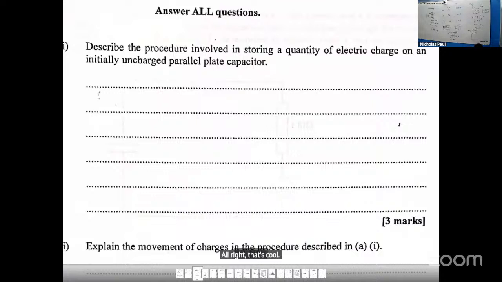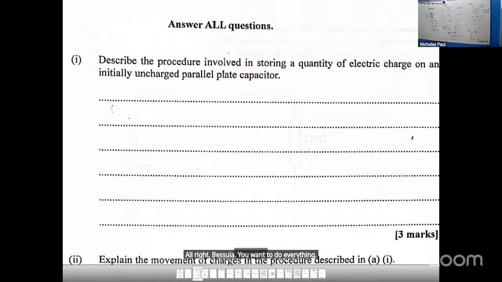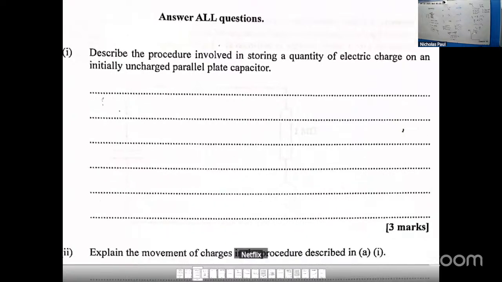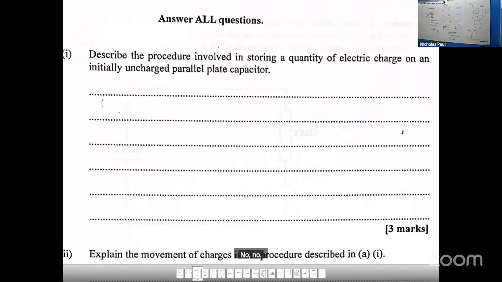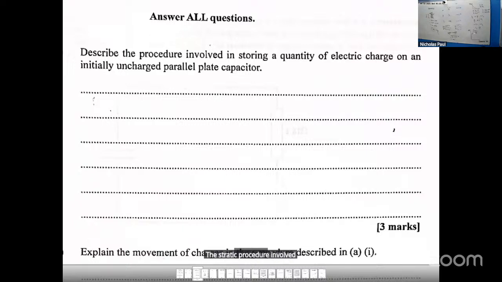All right, let's go. This is 1942. All right, you want to do everything, or the calculation? That's the calculation. Describe the procedure involved in storing a quantity of electric charge on an initially uncharged parallel plate capacitor.